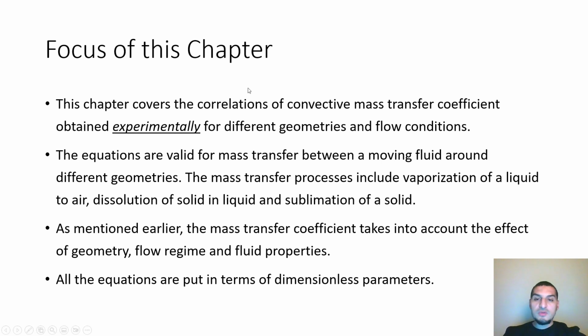So this chapter will cover the correlations of the convective mass transfer coefficient that were obtained experimentally. If you recall, in chapter 26 we discussed some methods to calculate the mass transfer coefficient for a flat plate, and some of them had a theoretical background, like the exact boundary layer analysis. In this case we had a theory, we had an equation that we started with, and we were able to get the mass transfer coefficient at the end from this theory.